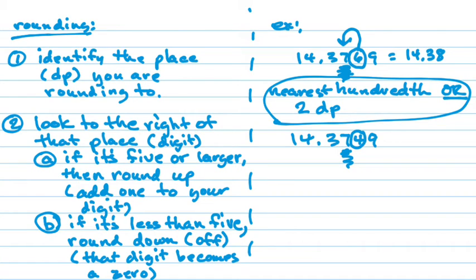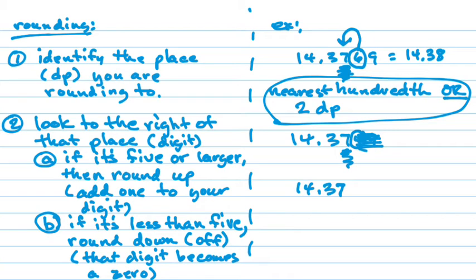A 4. Now remember, our rounding rule says that if that digit is a 5 or more, you add 1 to it. But is it 5 or more? No, so this time we're not going to round up, but round what? Down. So 14.37 won't change, and everything after it just becomes zeros. And since they become zeros, do I need to write them? No. So it just becomes 14.37. Okay? No other rules. Super simple.